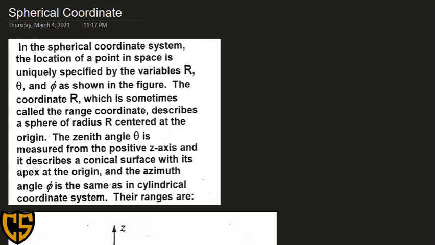So the coordinate nga r, which is sometimes called as the range coordinate, describes as the sphere of radius r centered at the origin. We have the zenith angle nga theta measured from the positive z-axis and is described as a conical surface with its apex at the origin. And the azimuth angle phi is the same as the cylindrical coordinate system.